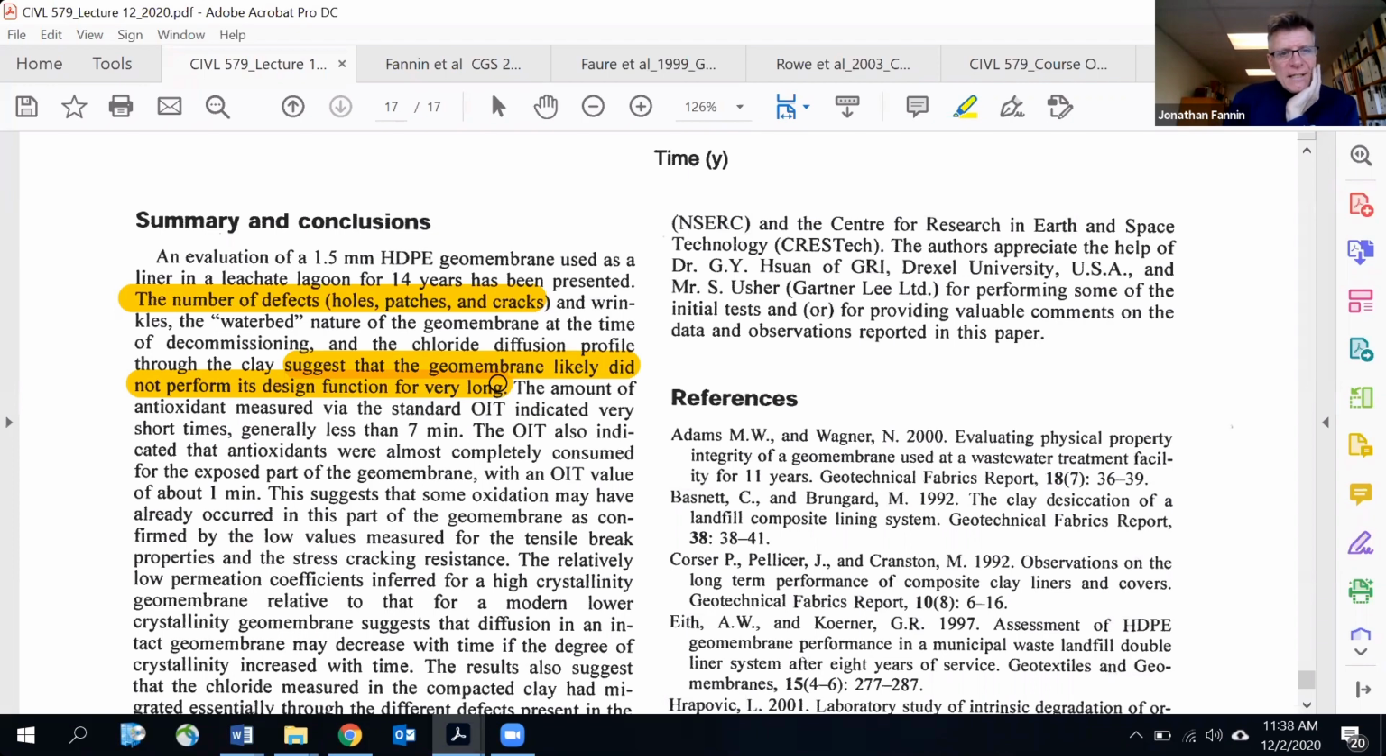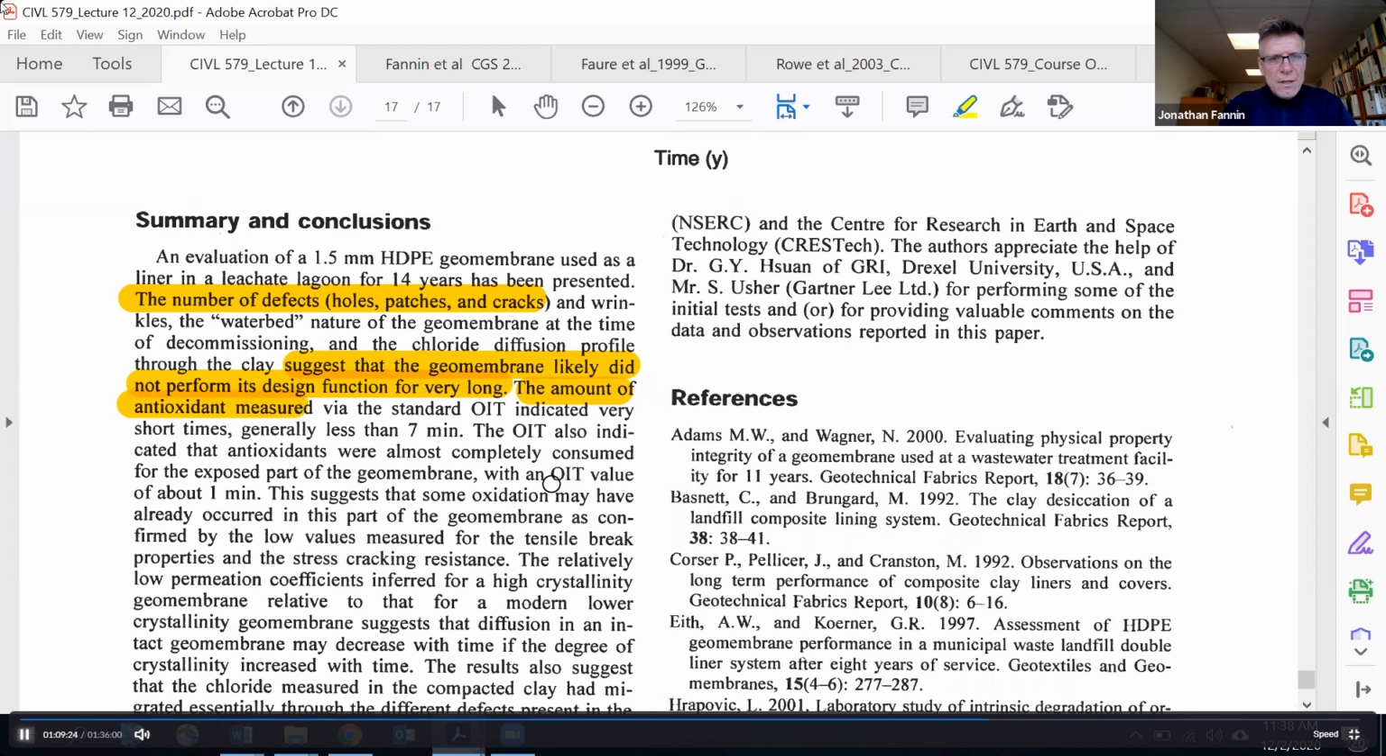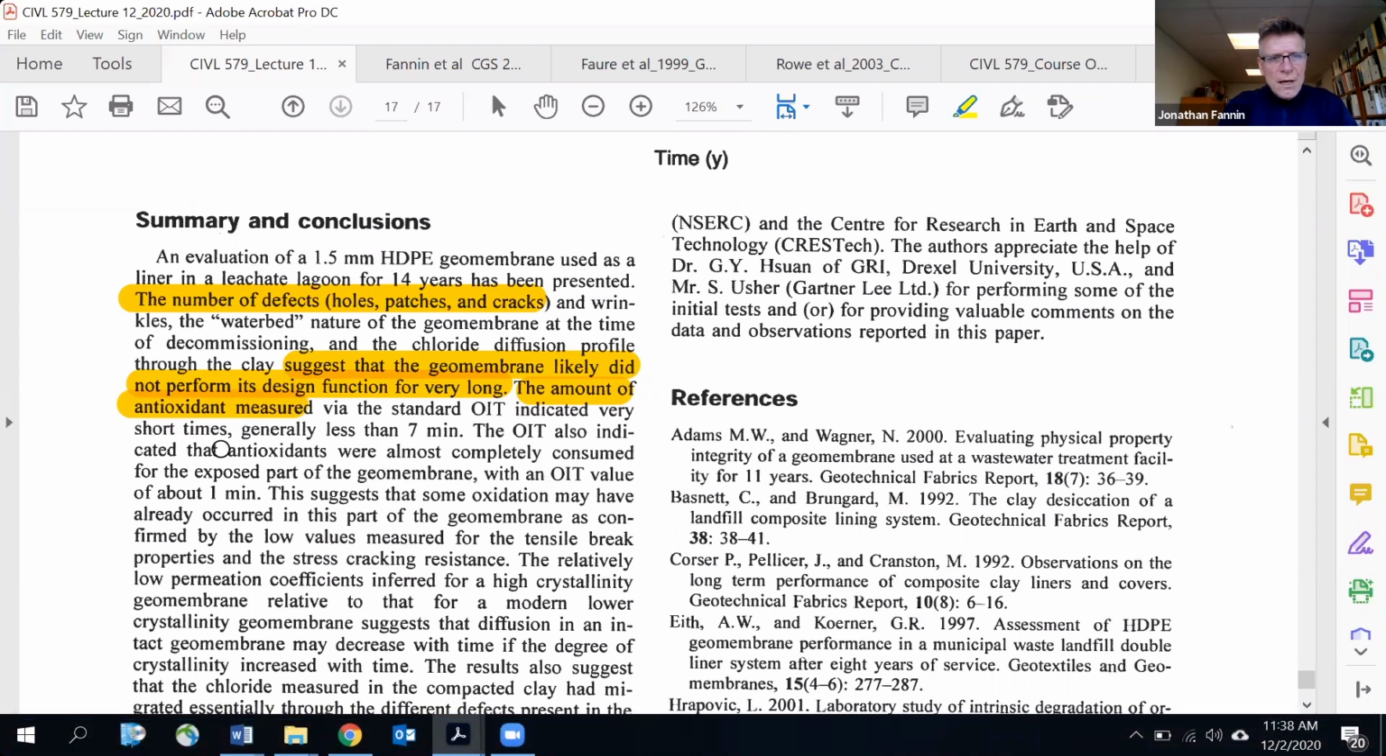Then the amount of antioxidant, or let's say the remnants of the antioxidant package, the additives package in the geomembrane, is measured. And how is it measured? Using the standard test method, OIT. There's a variation on that, but we won't go into that detail. But the amount of the antioxidant measured, generally less than 7 minutes, indicates that the antioxidants were almost completely consumed for the exposed part of the geomembrane.